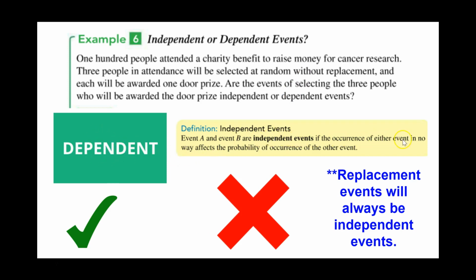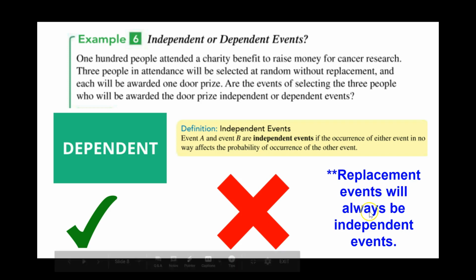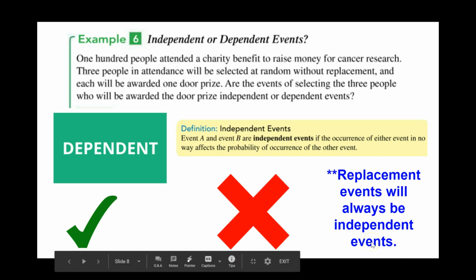Independent events occur when any of the events have no effect on the other one. So if I actually put it back, that would be considered with replacement, that's considered to be independent. So basically, replacement events will always be independent events. Dependent events will be without replacement.